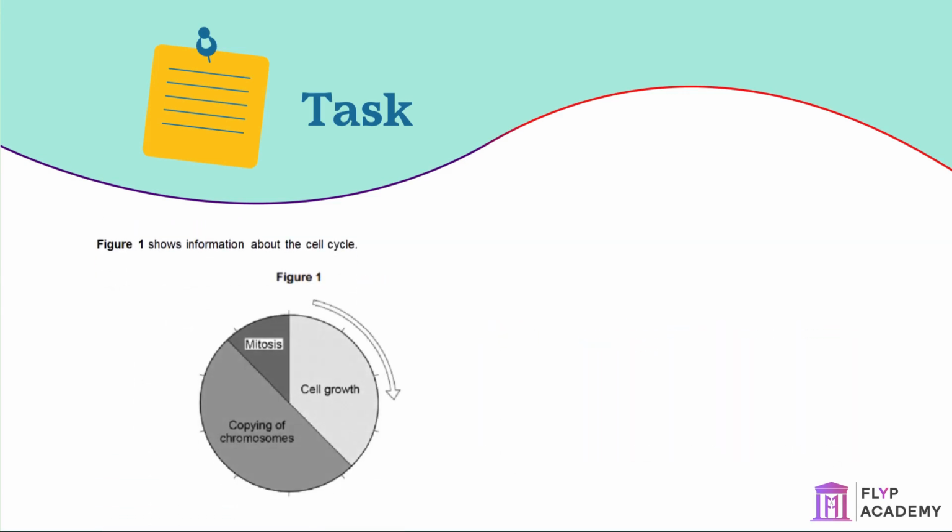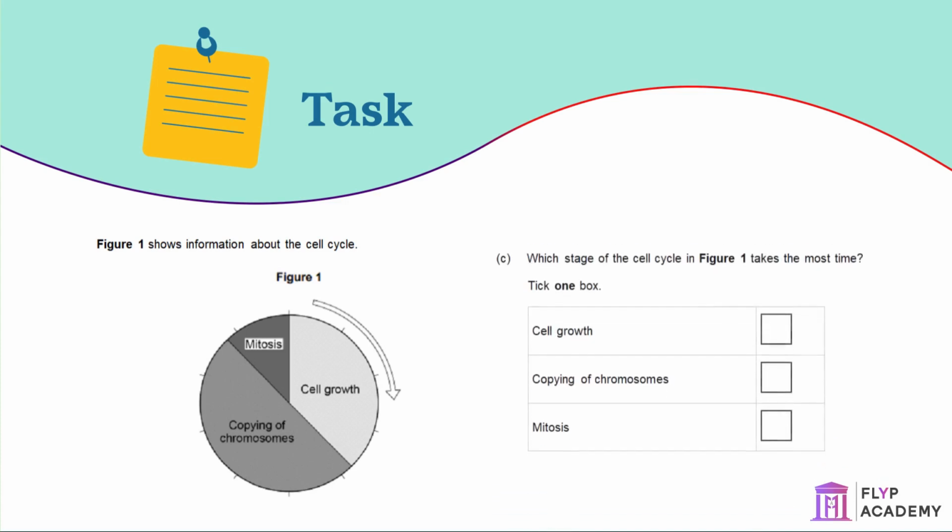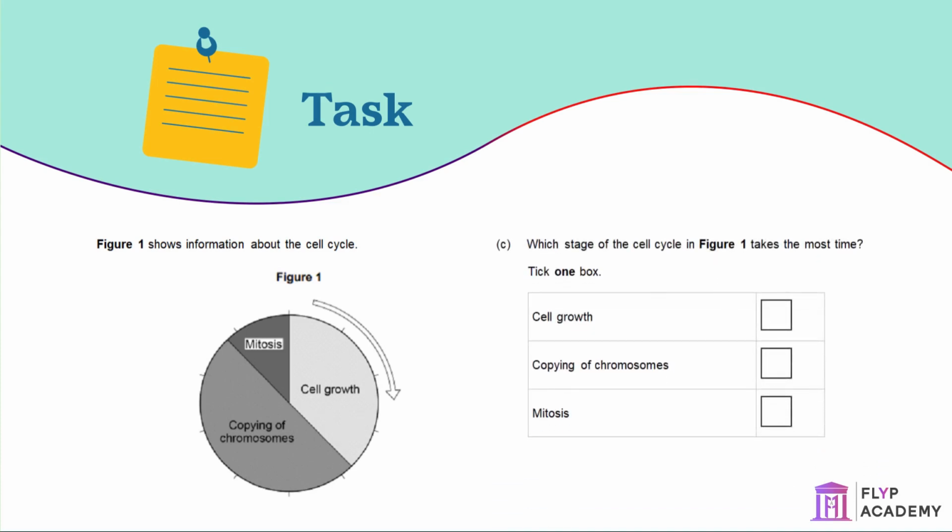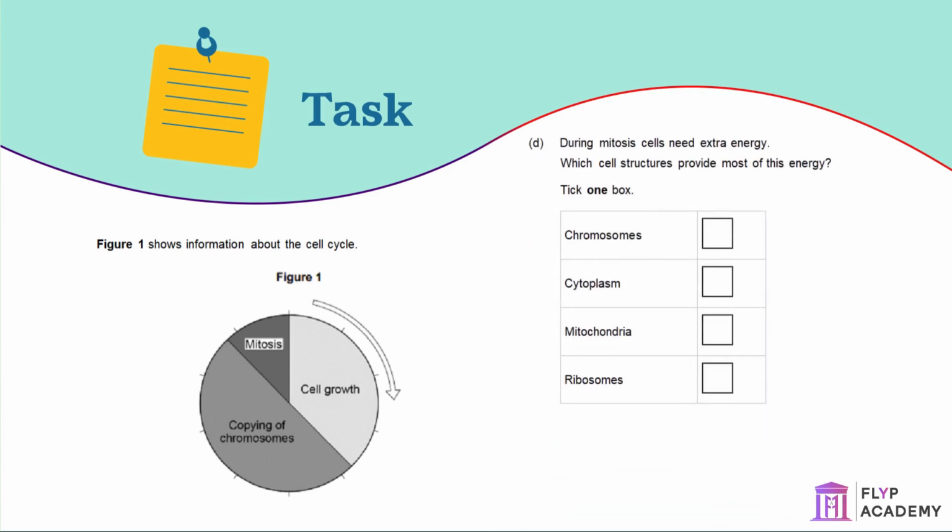Figure 1 shows information about the cell cycle. C. What stage of the cell cycle in Figure 1 takes the most time? Tick one box. Cell growth, copying of chromosomes, mitosis. D. During mitosis, cells need extra energy. Which cell structures provide most of this energy? Tick one box. Chromosomes, cytoplasm, mitochondria, ribosomes.